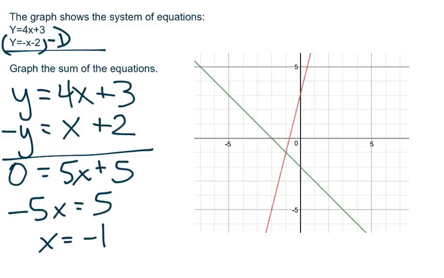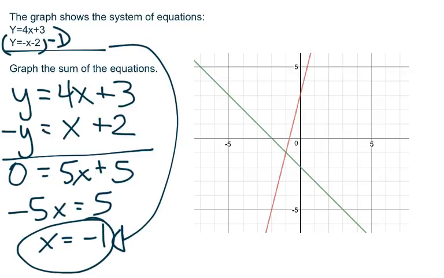So the sum of the two equations gives me another equation, which is x equals negative 1. Let's graph x equals negative 1 over here. Here is negative 1 on the x-axis, and my graph of x equals negative 1 will just be a straight line through x equals negative 1. Now notice that this sum meets the same intersection point as the other two lines. So all three of these equations have the exact same solution point.